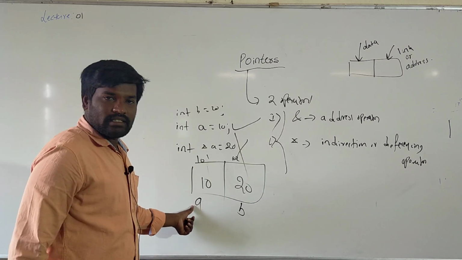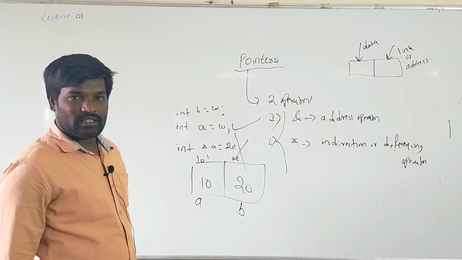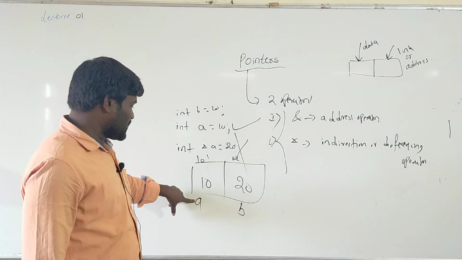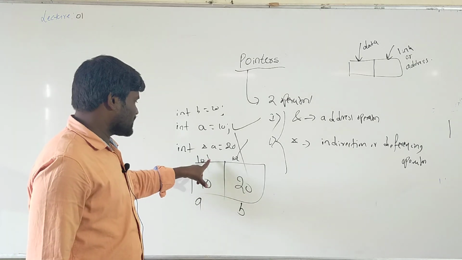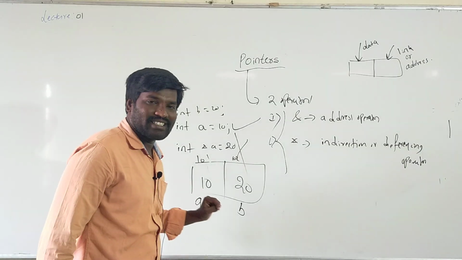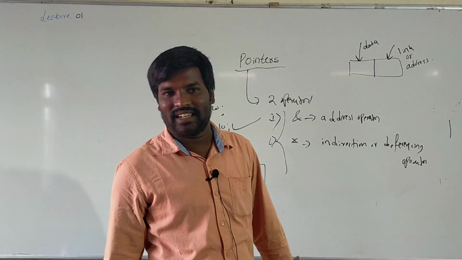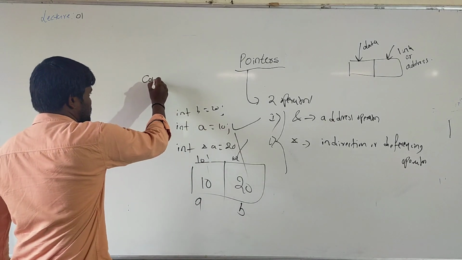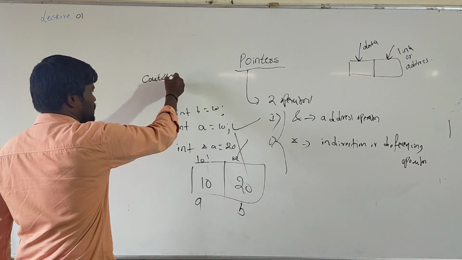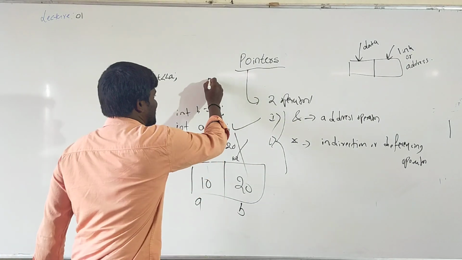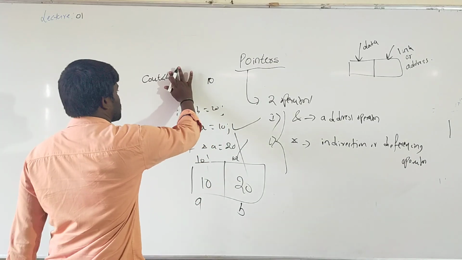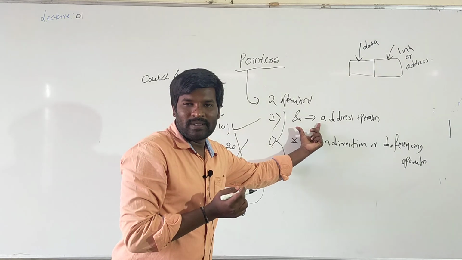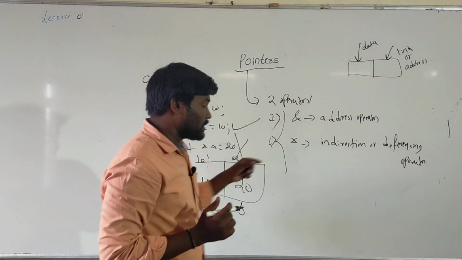A value is 10, B value is 20. Address operator. The address of A is 101. So the address of 10 is 101, and the address of A is stored. Now if I just write int A is equal to 10 and cout of A, it will print the value as 10. Suppose AND of A, here AND is used to get the address of the particular variable.